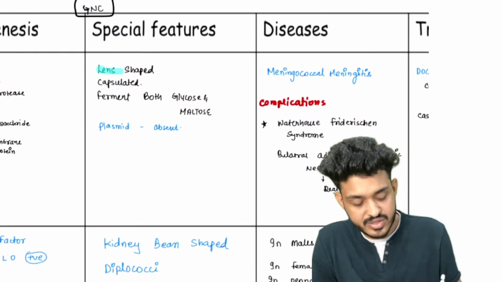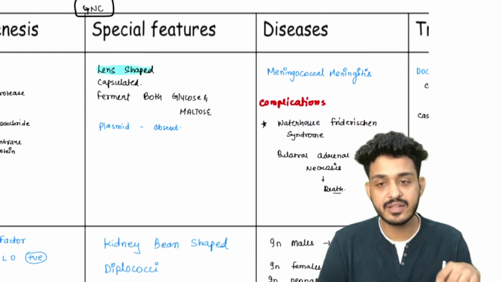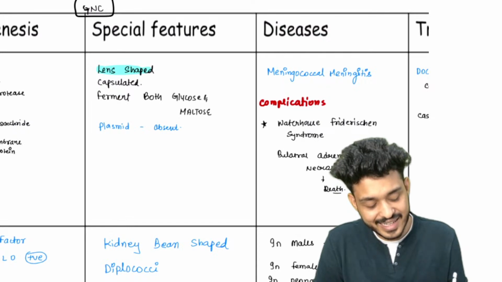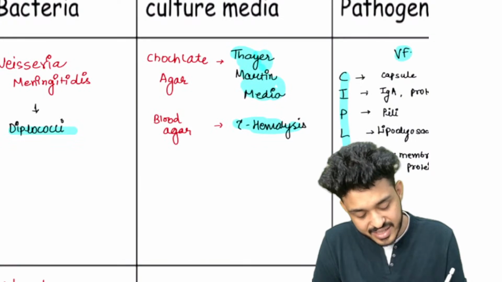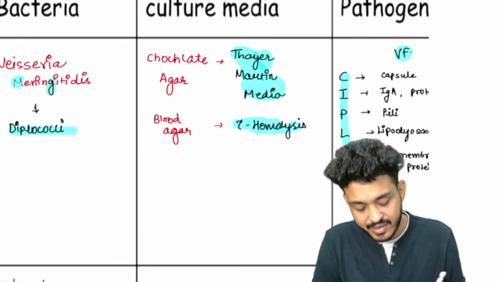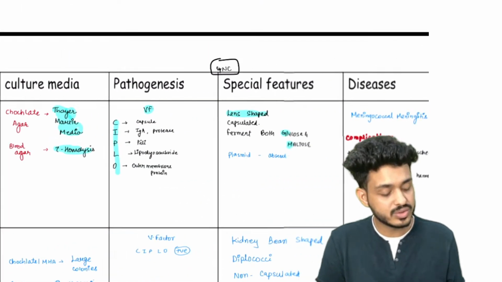Okay, the virulence factor will be the capsule. What are the special features that you need to remember? It is a lens shaped bacteria. Second thing, it can ferment glucose and maltose. It is written in the name itself, that is meningitis. It will be having G, it will be having M, so it can ferment both glucose and maltose.